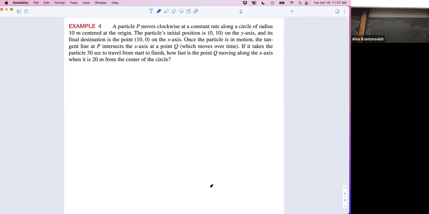Once the particle's in motion, the tangent line at P, I got to draw this. I hope you guys are drawing. It's a quiz. Try it by yourself. Take a good 10 minutes. This is something that you have to chew on, and talk to each other and ask for help and so on. What does it feel like to do one of these by yourself?